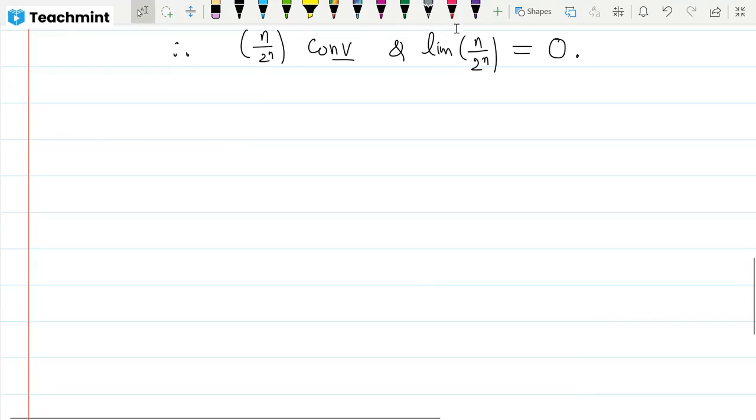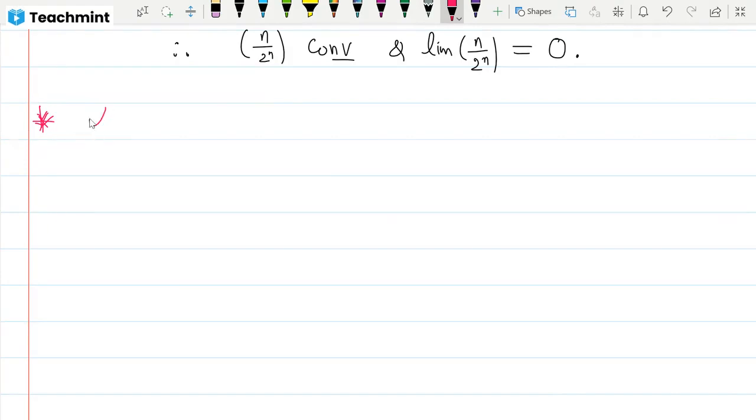Problem number 2. This problem is very, very important. It has appeared in the AP SET, the TS SET, and the JL exam also. So I'm going to discuss it now.